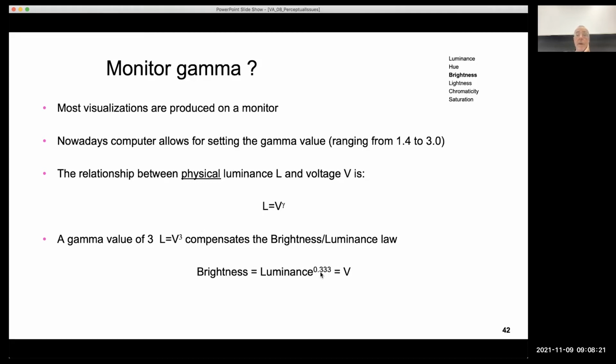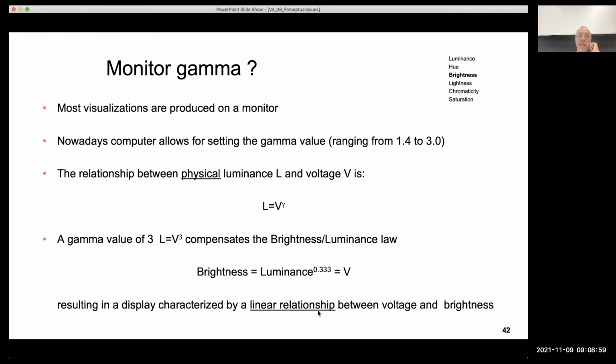But we don't want this to be linear, we want it exponential, because this compensates the way in which we perceive it. In this way, the brightness, the perceived luminance, becomes linear with the tension. This makes it easier to produce visual interfaces. If you want to double the sensation of brightness, we just have to double the power we give to the pixel. This gamma is set to 3 to compensate for that. In this way, we have a linear relationship between voltage and brightness.